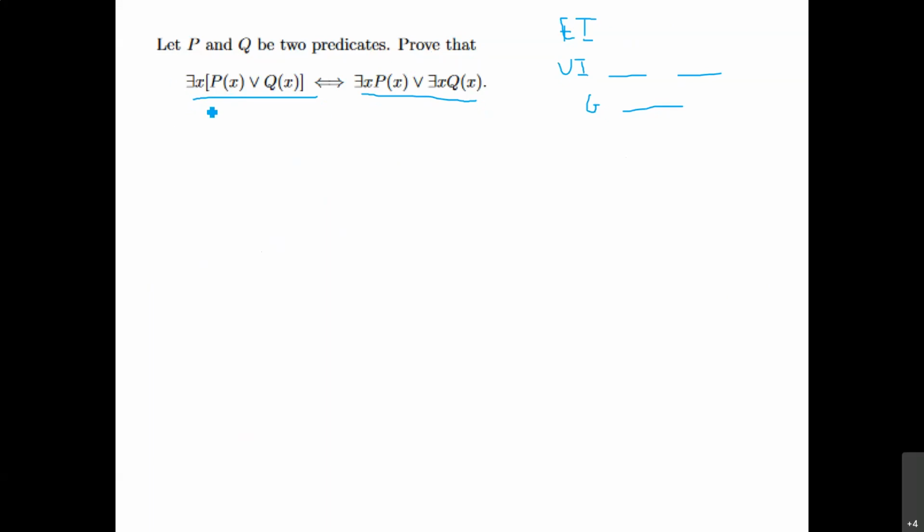Again, before you dive in and try to solve it, try to translate, see what's happening. We're saying that there exists an X that makes P of X or Q of X true. So these are the same X. Is it equivalent to saying you have some X that makes this true and some different X that makes this true? It is, since they're saying prove it.